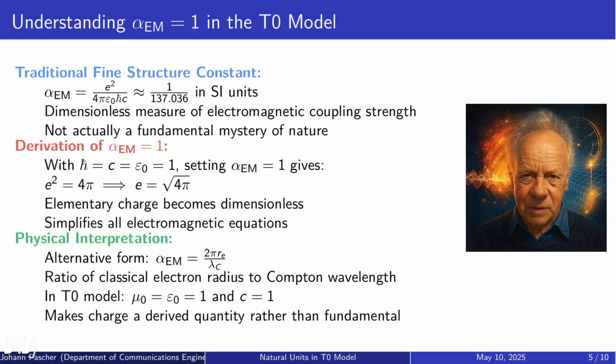There's a physical interpretation of this normalization. The fine structure constant can also be expressed as the ratio of the classical electron radius to its Compton wavelength multiplied by 2 pi. In the T0 model, with both vacuum permeability and permittivity equal to 1, charge becomes a derived quantity rather than fundamental, simplifying our understanding of electromagnetism.